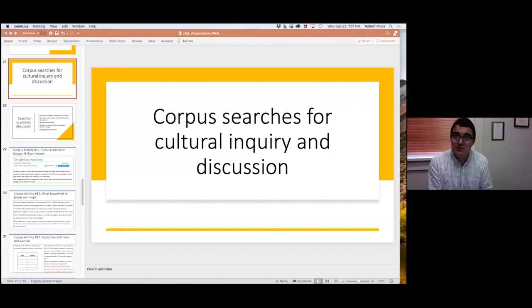A corpus activity isn't just for the writing class. It isn't only for the grammar class. It isn't only for vocabulary development. It certainly has potential in a lot of spaces for a lot of purposes. So I hope this section, corpus searches for cultural inquiry and discussion, will further highlight that.